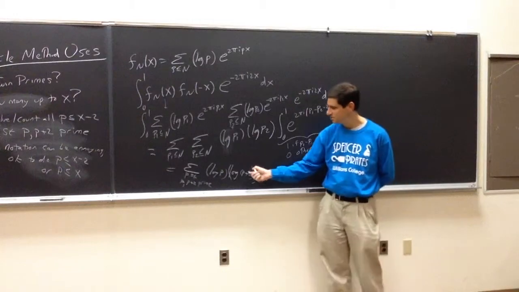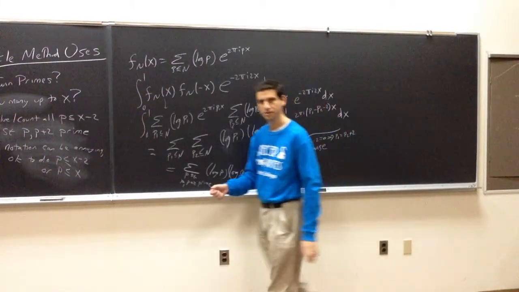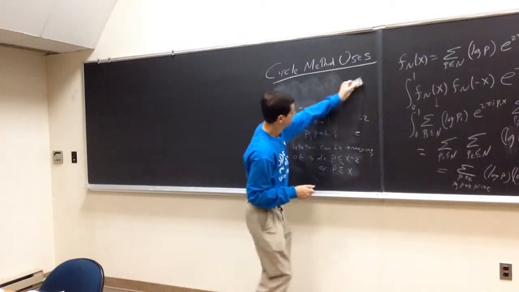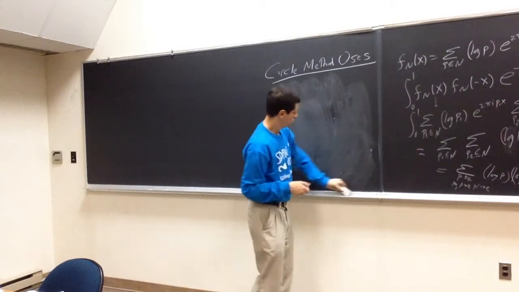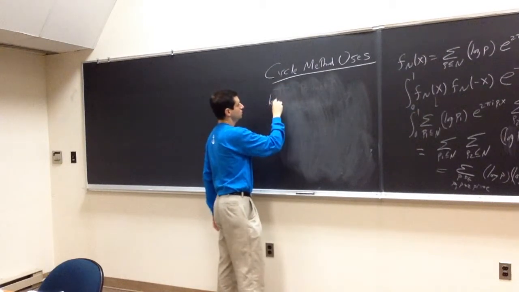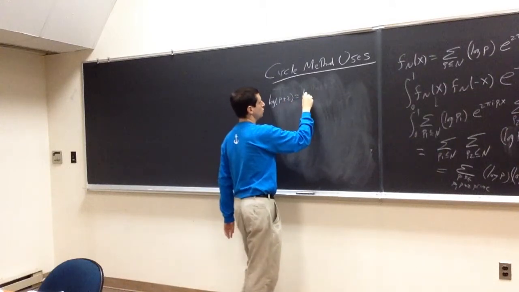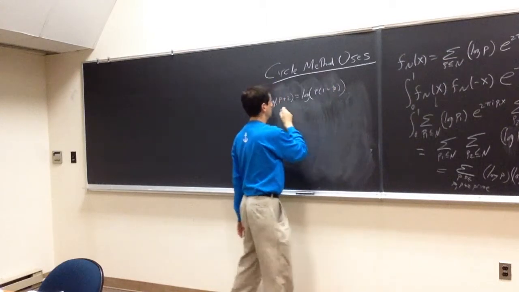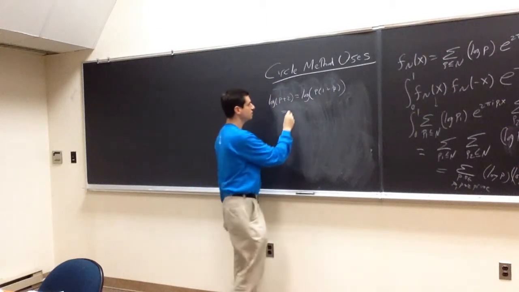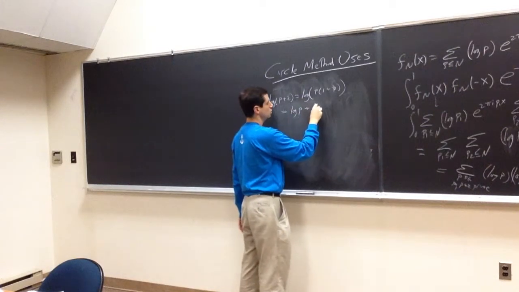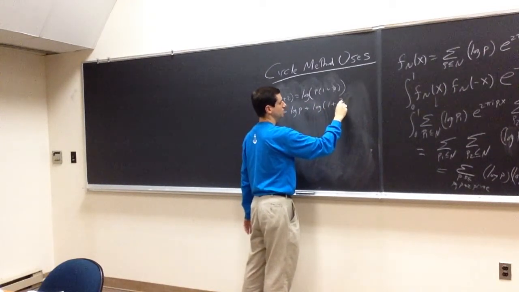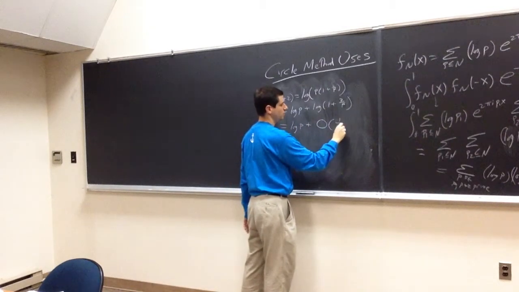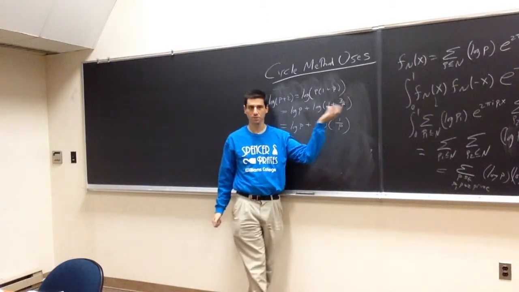Sure. How harmful is it to go from the log of p plus 2 to the log of p? Let's just quickly look at that estimation. The log of p plus 2 is the log of p times 1 plus 2 over p. The log of a product is the sum of the logs. This is the log of p plus the log of 1 plus 2 over p. This is the log of p plus big O of 1 over p, because when I expand the logarithm, p is going to be large.